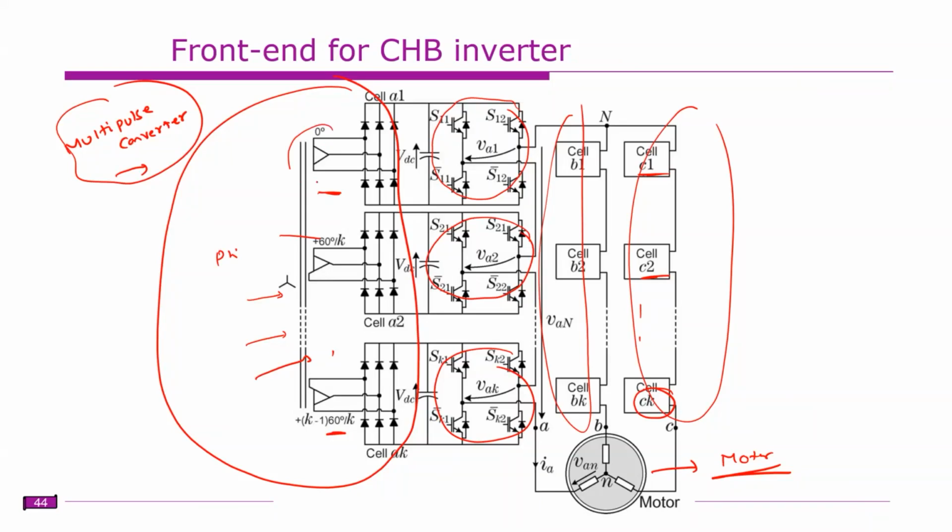So why is this required? It only provides the isolation. If this is not there, these diodes are directly connected, which means there is no isolation among the H bridges. Once this is operating, the operation of one H bridge affects the other H bridge. So this is about the cascade H bridge converter. In next classes, we'll discuss more about these multipulse converters and other concepts.